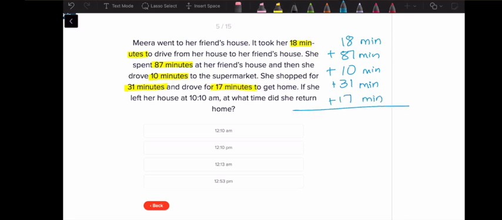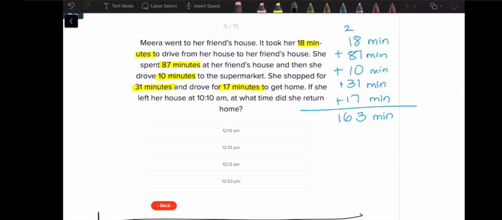8 plus 7 gives us 15, plus 1 gives us 16, plus 7 gives us 23, carry the 2. 2 plus 1 is 3, 3 plus 8 is 11, 11 plus 1 is 12, 12 plus 3 is 15, and 15 plus 1 is 16. So she was out of the house for a total of 163 minutes. So we're going to see what that is going to look like in our timeline.